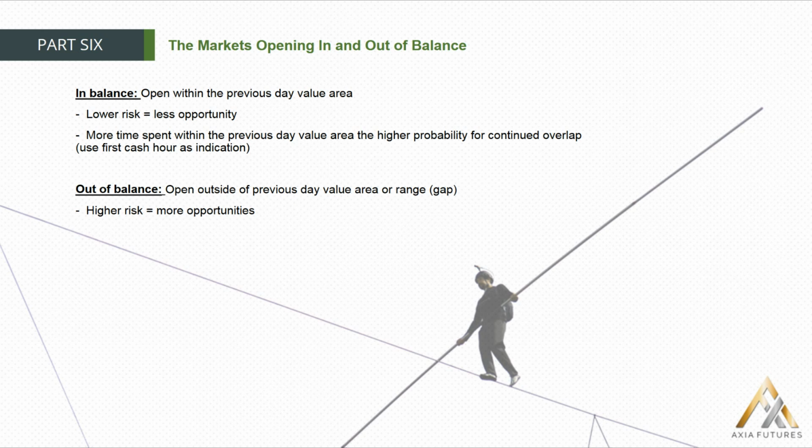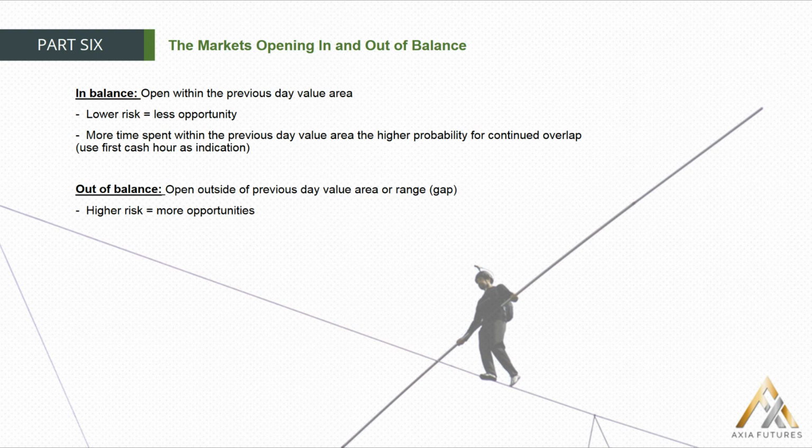So again, the mere fact that we're opening out of balance creates an indecision. It creates a little bit of uncertainty, a little bit of volatility, and that brings opportunity with it. So again, there's a higher risk when we do open out of balance. Why? Because there's that uncertainty, that potential to move one way or the other. But the fact that we're going to move one way or the other because we're out of balance suggests there are likely to be more opportunities.